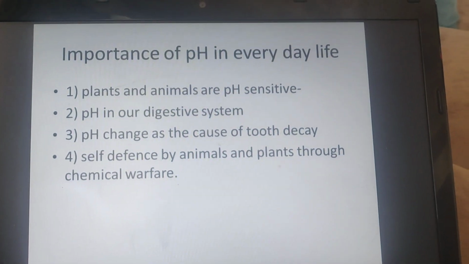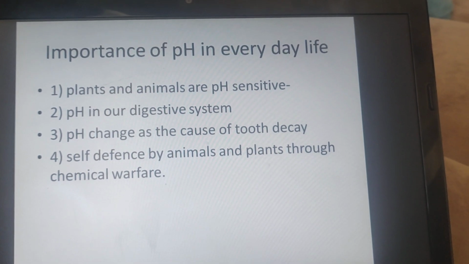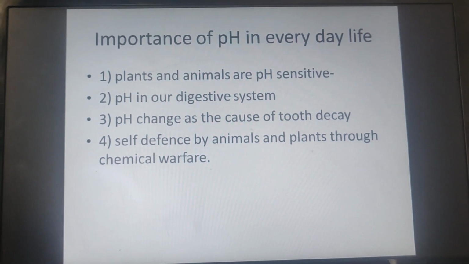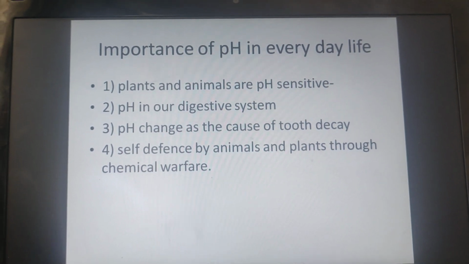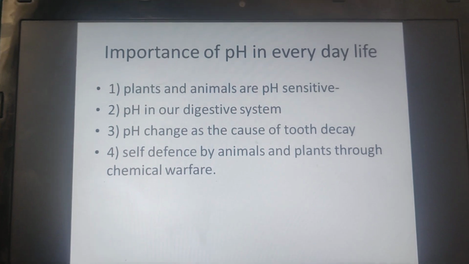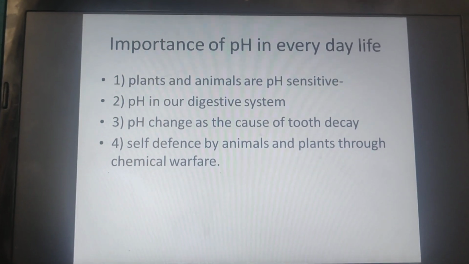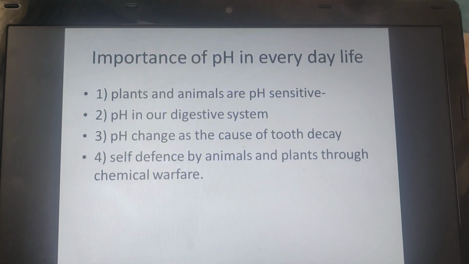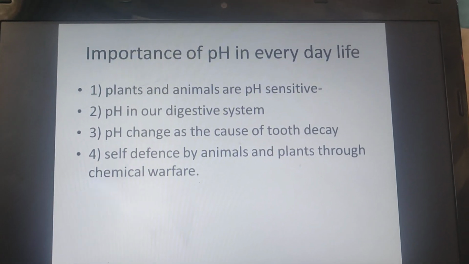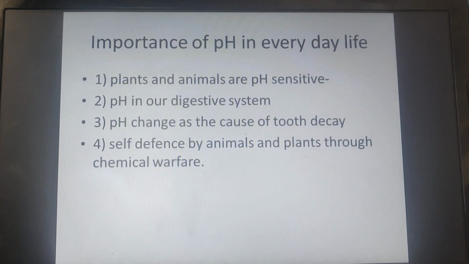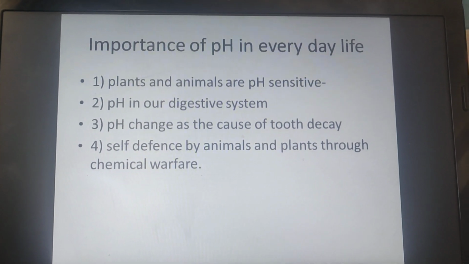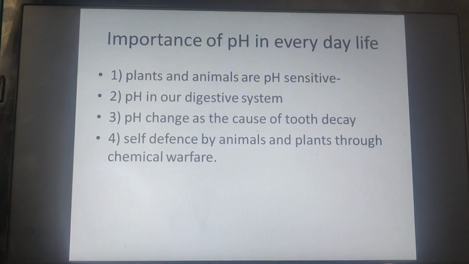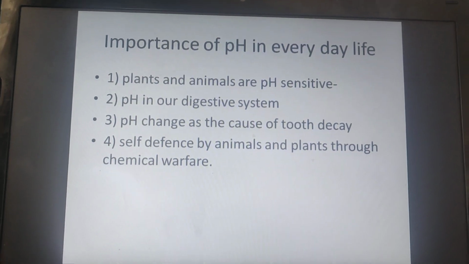Now children, the last is self-defense by animals and plants through chemical warfare. Everyone knows a bee sting. It leaves an acid, right, which causes pain and irritation. When a honeybee stings, it releases methanoic acid in our body, which causes irritation. Even a red ant, when it stings, releases formic acid. To get relief from this pain, a mild base like baking soda is used.